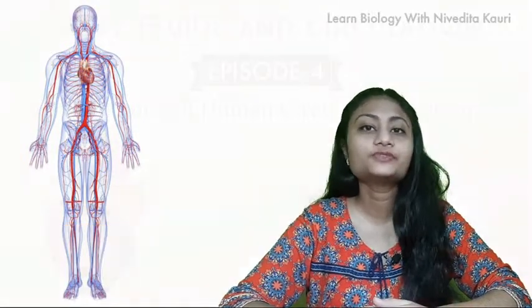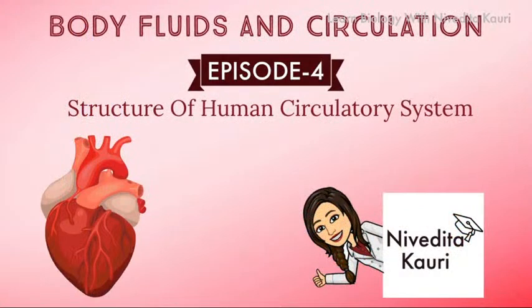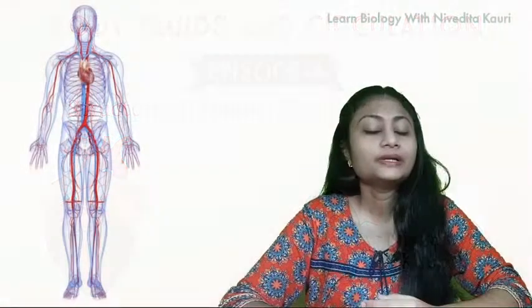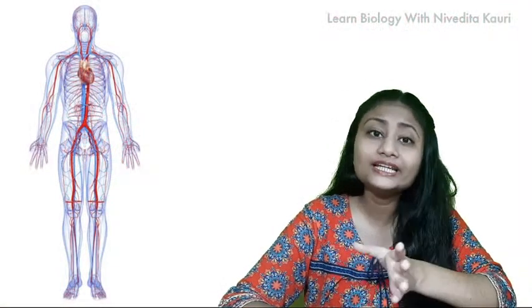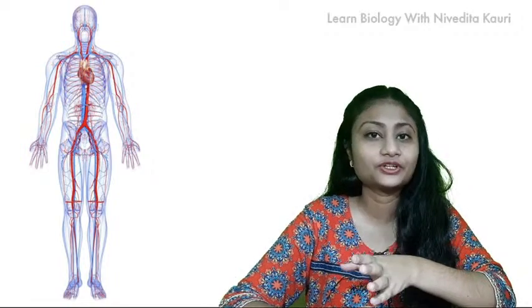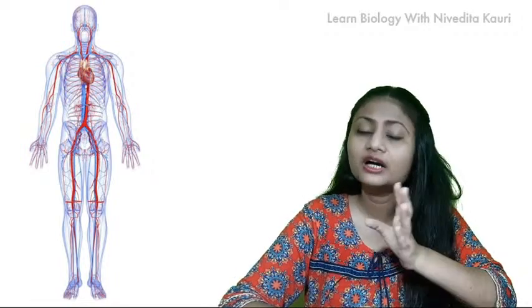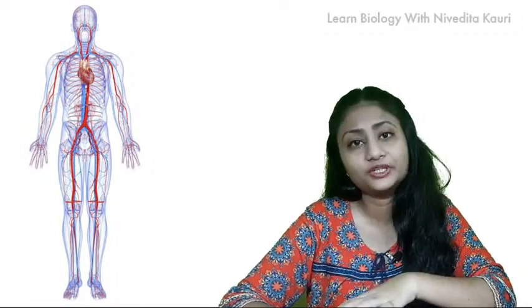Today my topic of discussion is the structure of human circulatory system. In this video, I will describe the structure of human heart, blood vessels and a little bit about the dual circulation of human body. These topics are quite large, but I will cover only that much which is needed for your NEET UG exam along with some extra information.